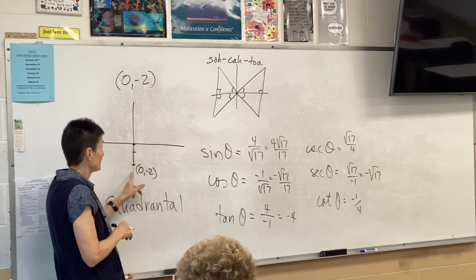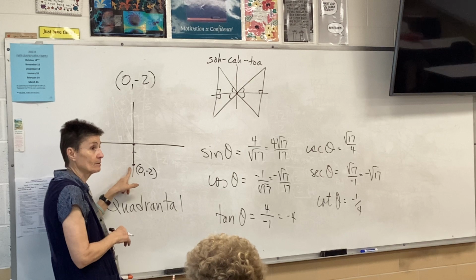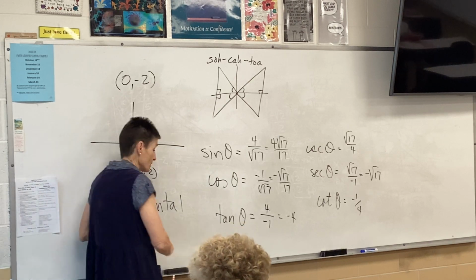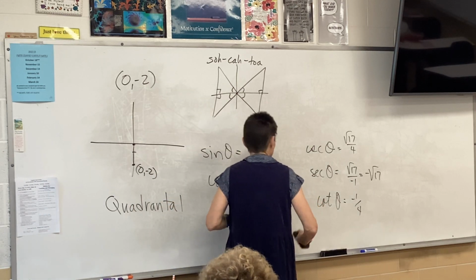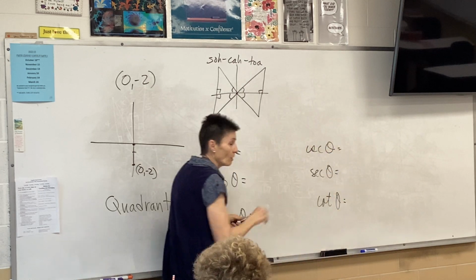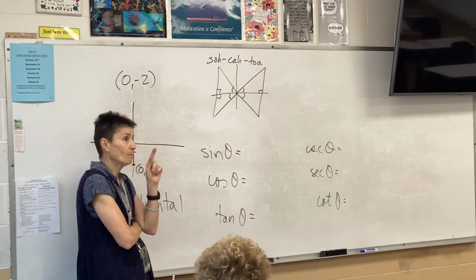It's not sticking out here in the quadrants, it's actually on an axis. So it could be any of these. This one happens to be right here. But the directions are the same. We're still supposed to find sine, cosine, tangent, and all that stuff. But a triangle isn't possible.